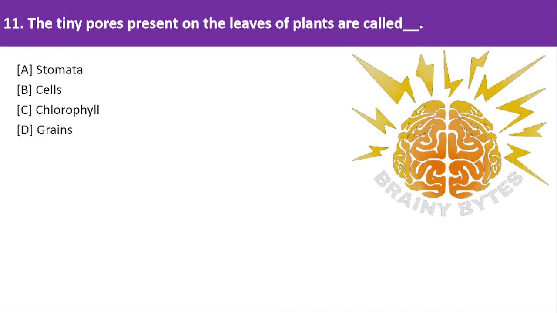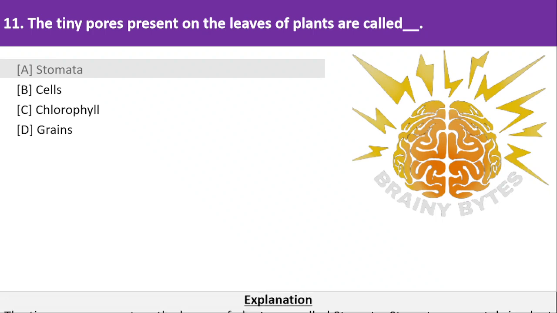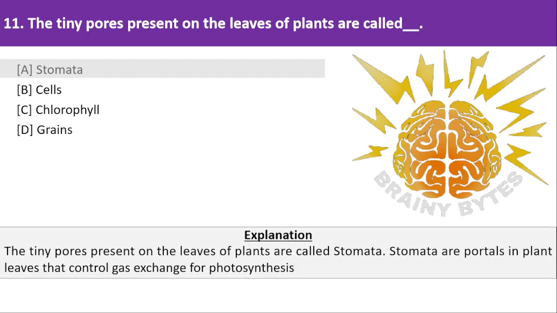Question number 11. The tiny pores present on the leaves of plants are called: options are stomata, cells, chlorophyll, grains. Correct option is A. Stomata. The tiny pores present on the leaves of plants are called stomata. Stomata are portals in plant leaves that control gas exchange for photosynthesis.